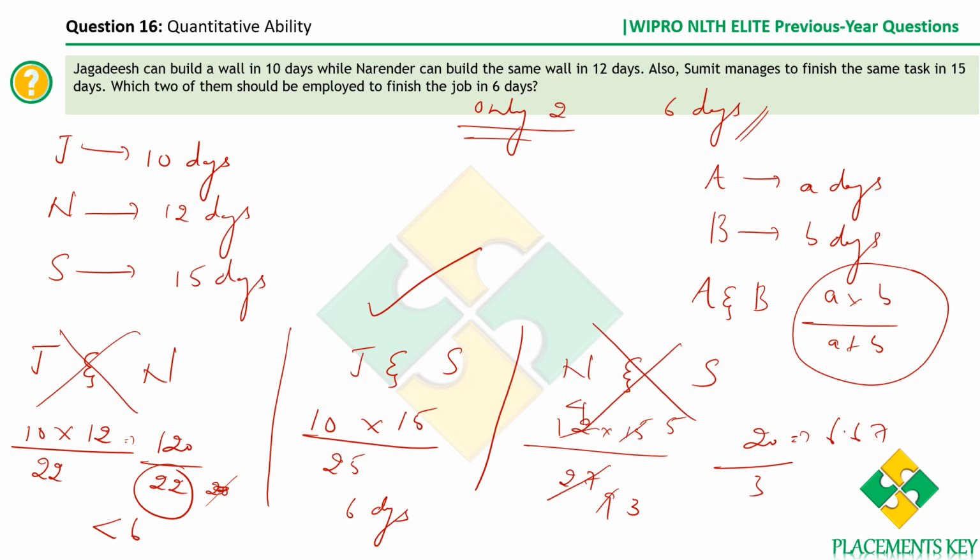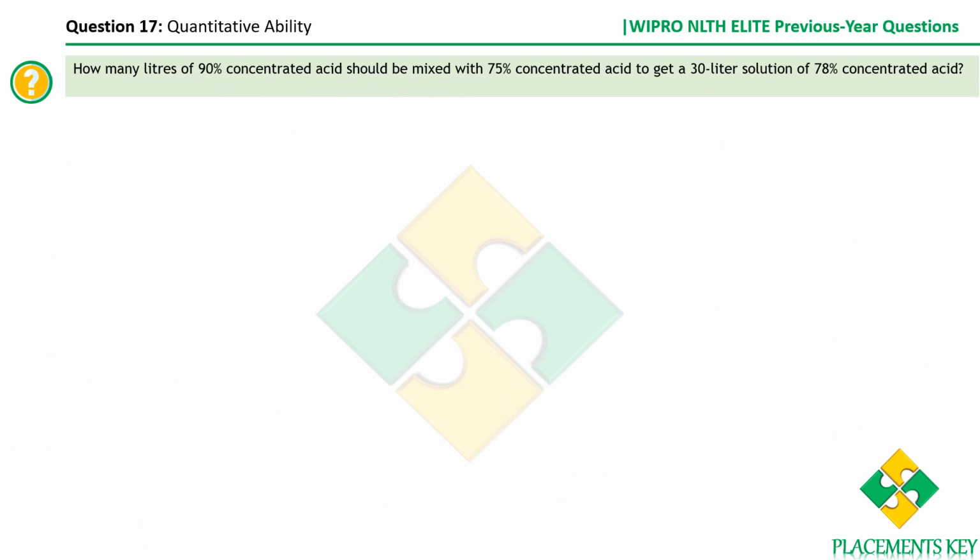Therefore N and S also can't be employed. So who should be employed? J and S should be employed. That is Jagadish and Sumit should be employed to finish the job in exactly 6 days. Let's move on to the next question.